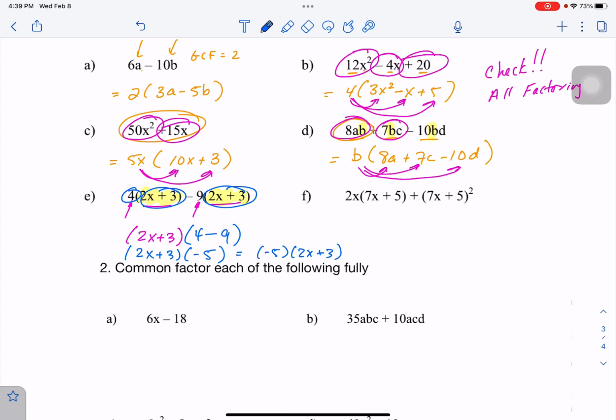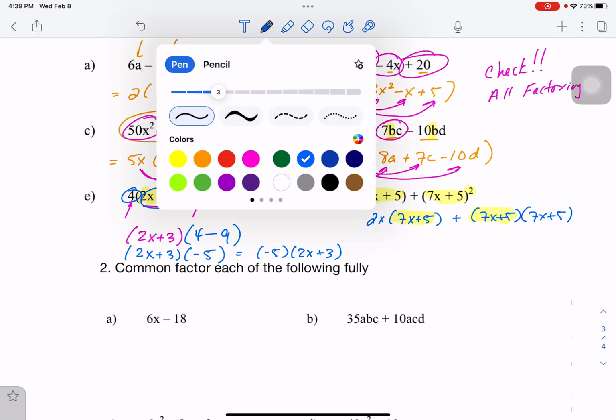What's next? Look over at the far one. Look what I got over here. I've got a 2x times 7x plus 5, and I've got a 7x plus 5 squared. So that means that there's 2 of them there. In fact, this is 2x times 7x plus 5, plus 7x plus 5 times 7x plus 5. I've actually got 2 of them sitting there, one here and one here. That means that those are common. So let's common factor them out.